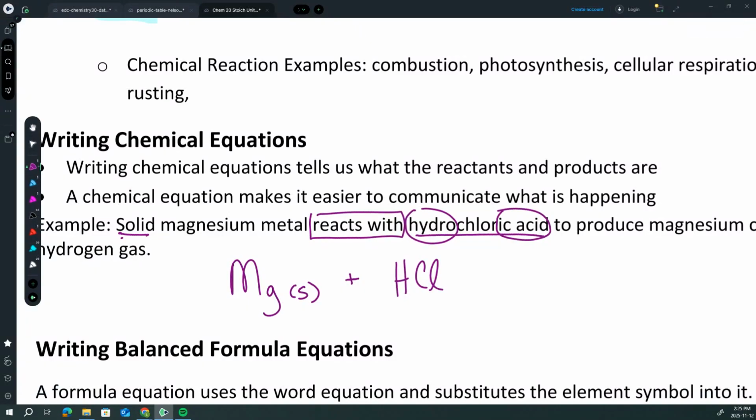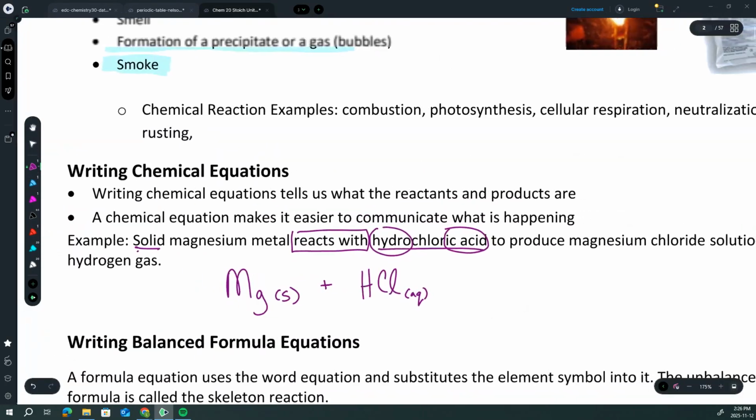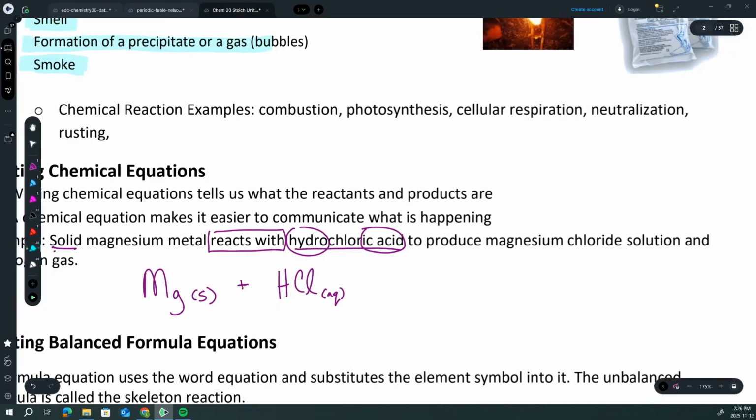Okay, and since acids are always aqueous, we have to write AQ here. Now it says to produce. That means we can translate that word into a reaction arrow. I'm using a single-headed arrow instead of a double-headed arrow here, just to communicate that this reaction goes to completion. So it produces magnesium chloride.